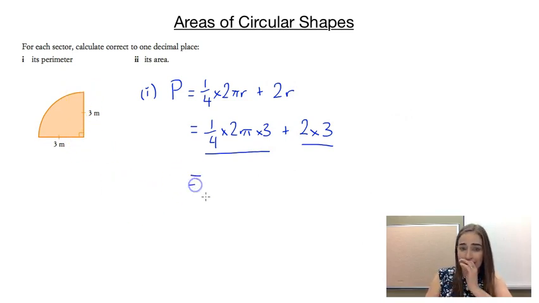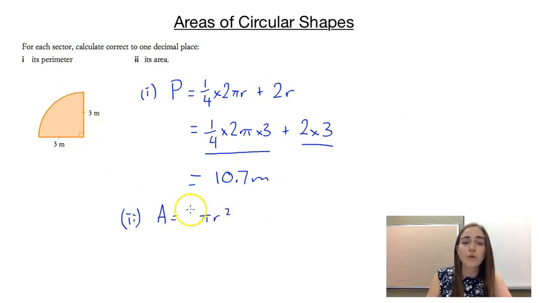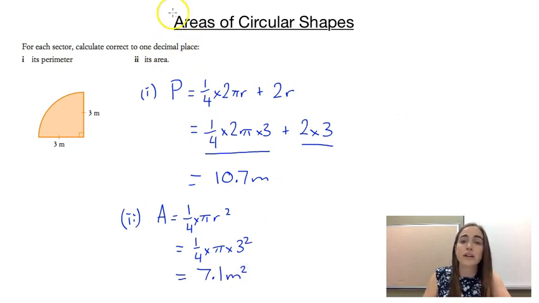Now when we put that in our calculator and round off, we would end up with 10.7 meters as the perimeter of that shape. Now we also want to have a look at area, so for part 2. We know that the area of a whole circle is pi times the radius squared, but we only have a quarter of a circle, so we're going to put a quarter in front of that. So we're going to have a quarter times pi times 3 squared, which would give us about 7.1 meters squared, correct to 1 decimal place.